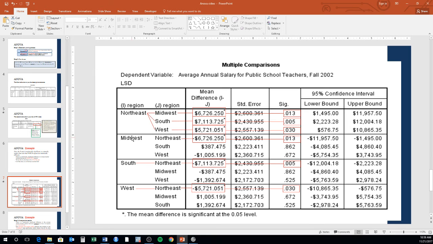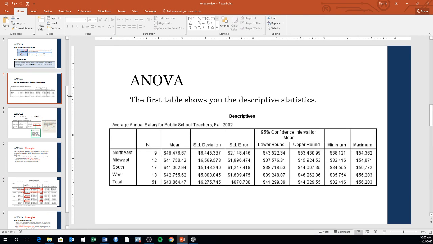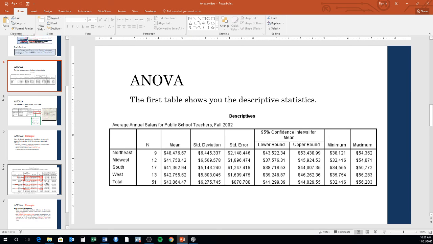However, when you look at the Midwest, it is not significantly different from the South. Teachers in the Midwest do not earn significantly more or less money than teachers from the West. The same goes for the South and Midwest, the South and the West, the West and the Midwest, and the West and the South, right? So essentially what we saw here is that the only region that makes significantly more money than the others is the Northeast, and the regions in the Midwest, South, and West do not differ significantly from each other.